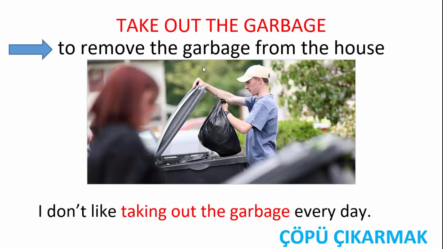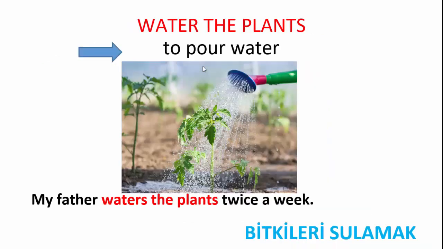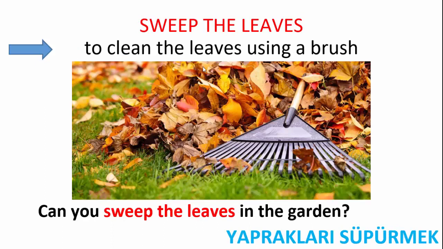Take out the garbage. To remove the garbage from the house. Let's look at an example. I don't like taking out the garbage every day. Water the plants. It means pour water. My father waters the plants twice a week. Sweep the leaves. It means to clean the leaves using a brush. Can you sweep the leaves in the garden?